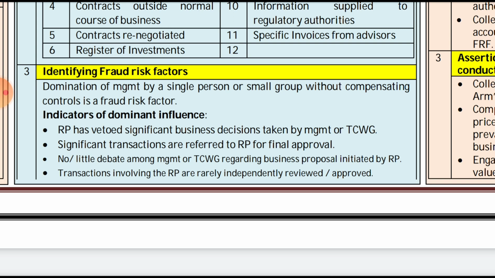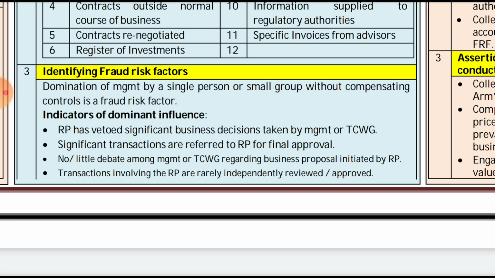Third, no or little debate among the management or the TCWG regarding a business proposal initiated by the related party. So there is no negotiation. If the related party initiates the transaction, they will complete it. And the fourth point, transactions involving the related party are rarely independently reviewed or approved, so basically they have been concluded by the related party only.